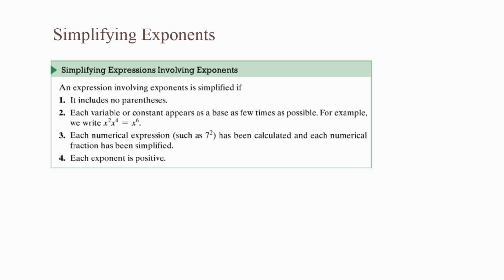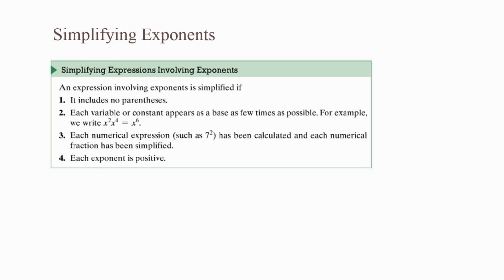Simplifying exponents. Simplifying expressions involving exponents. An expression involving exponents is simplified if it includes no parentheses, and each variable or constant appears as a base as few times as possible. For example, we write x squared times x to the 4th as x to the 6th.